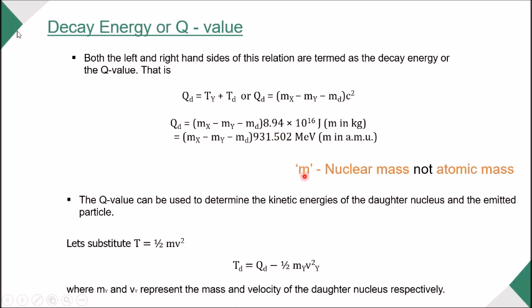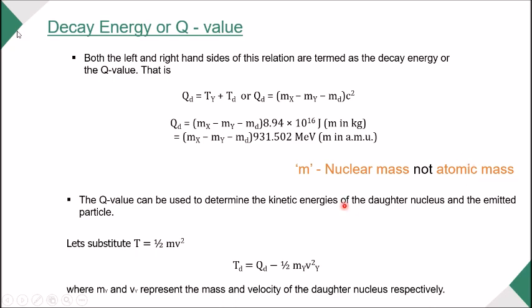And one important factor you want to notice is that m represents the nuclear mass. This process is happening at the nuclear level. So whatever we have represented here, the mass will be the nuclear mass, not the atomic mass. This is one thing you have to note.